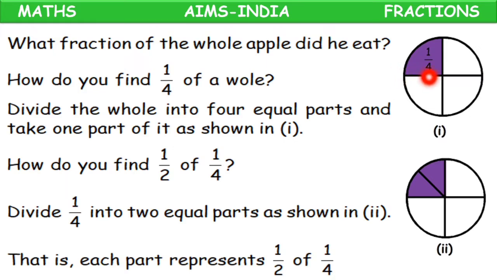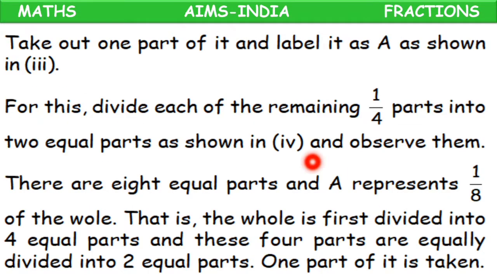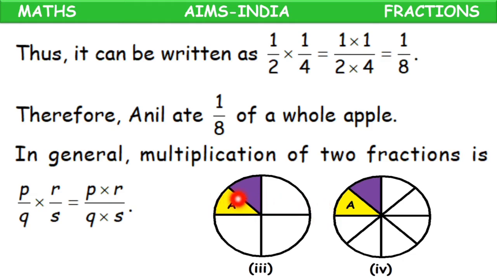Anil had 1 by 4 and from this 1 by 4 he ate only 1 by 2. That means he ate only this part of the apple. Now how much is this part in fractions? That we should find out. It is 1 by 2 of 1 by 4. See, take out one part of it and label it as O, A as shown in figure 3. Yes, this is the part that he ate, A.